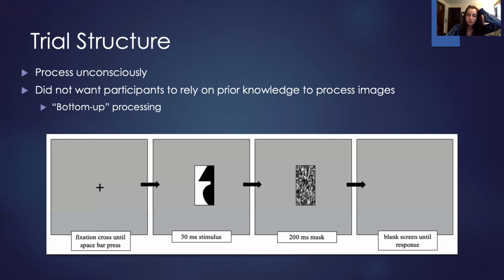So here is what each trial looked like. I began with a fixation cross in the middle of the screen, and participants pressed spacebar to begin the trial. Next, the stimulus flashed for only 50 milliseconds, which is a very short period of time. You'll see in just a second. And that was immediately followed by a 200 millisecond mask. Finally, there was a blank screen until they responded.